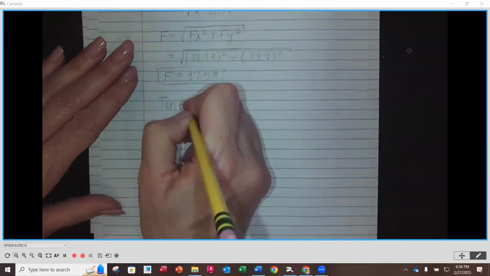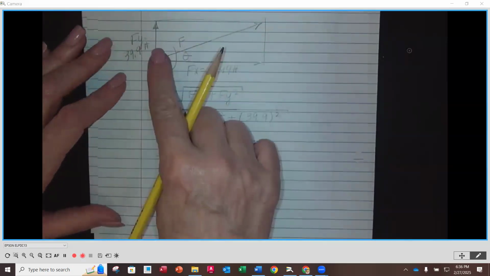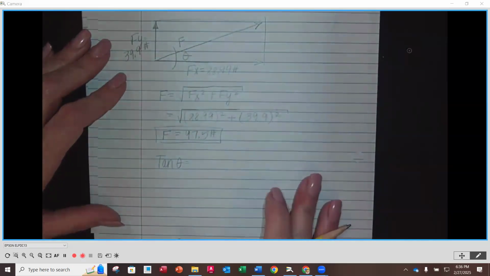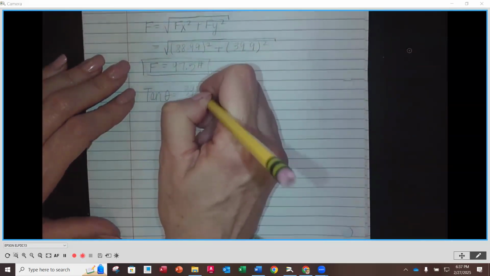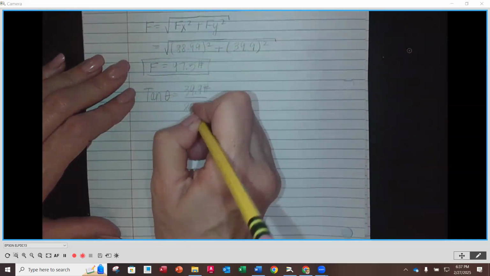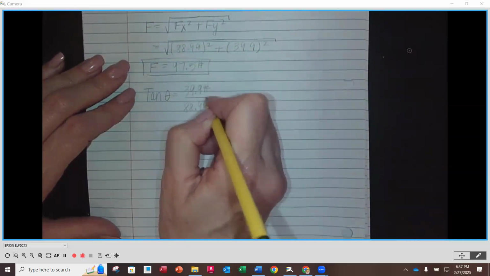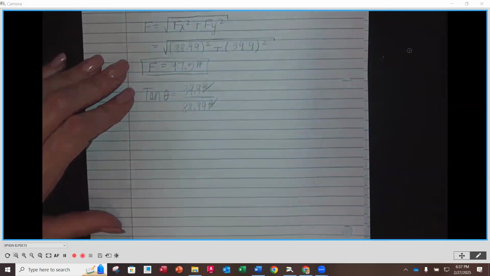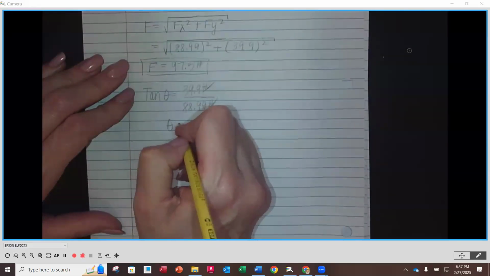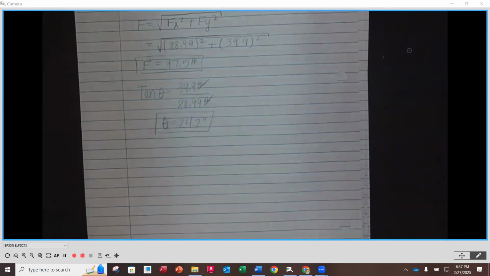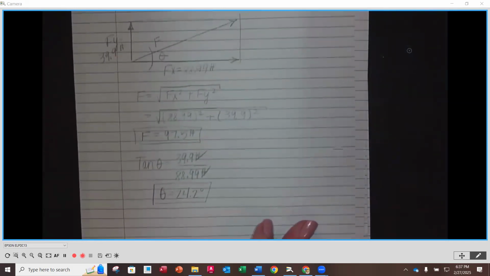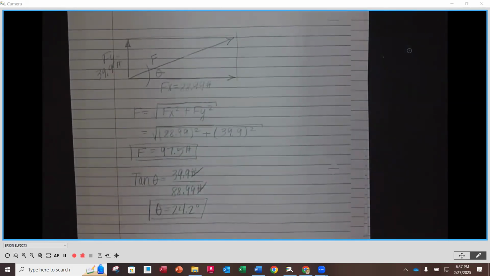So tan theta is going to be side opposite, which would be our y component, divided by our x component. So side opposite is going to be 39.9 pounds divided by 88.99 pounds. Pounds cancel top to bottom, and our theta should come out to be 24.2 degrees from horizontal. And that is the final answer.